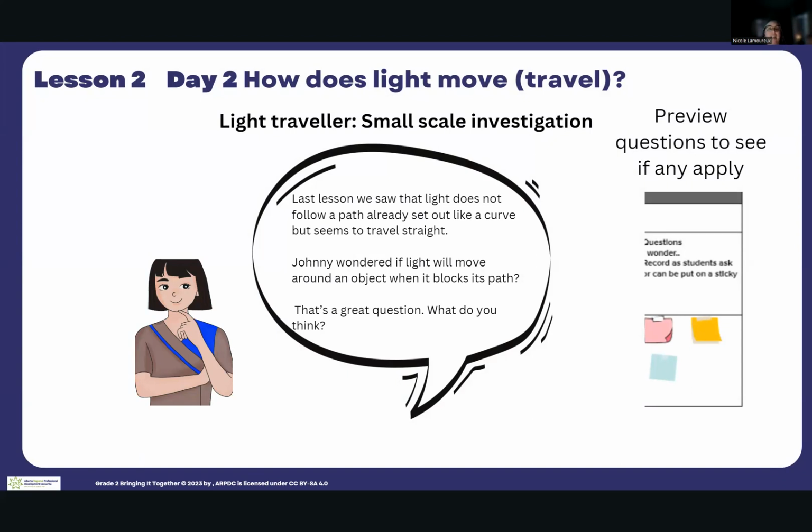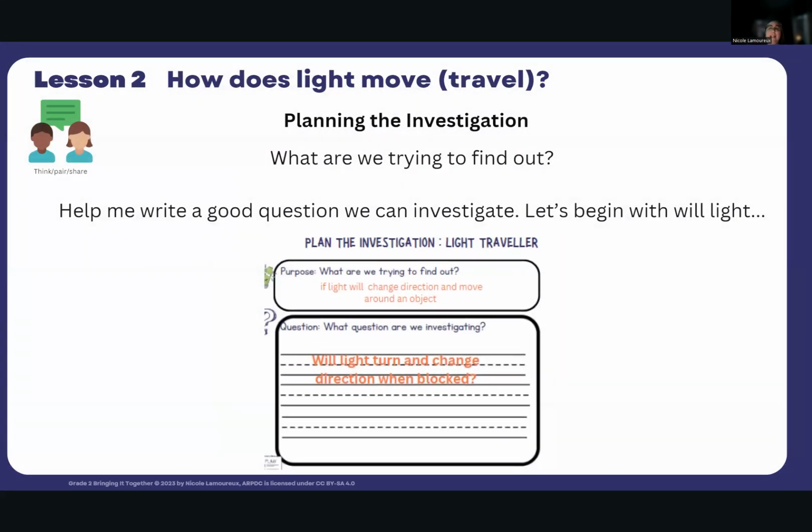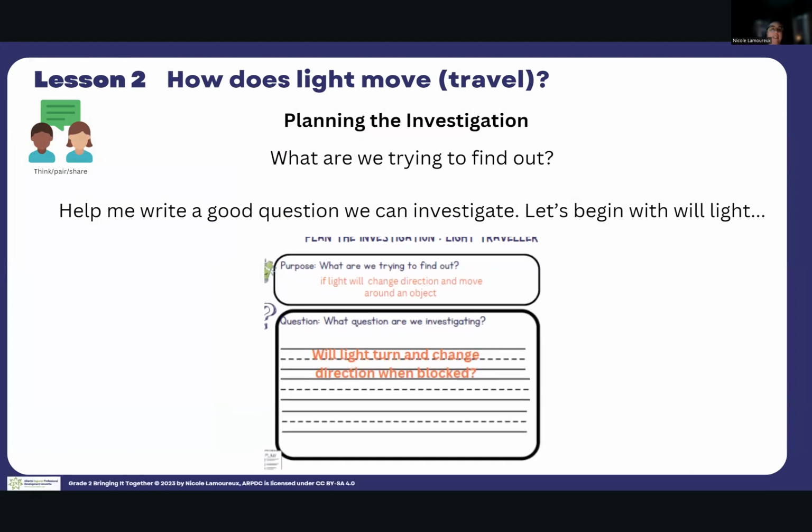Johnny, or you could say I, wondered if light moves around objects when its path is blocked. So they started to build some knowledge about how light moves, and it doesn't follow a path. But does it move around an object? That's a great question. What do you guys think? So get the discussion going. Okay, let's find out. Let's investigate. We're going to be scientists.